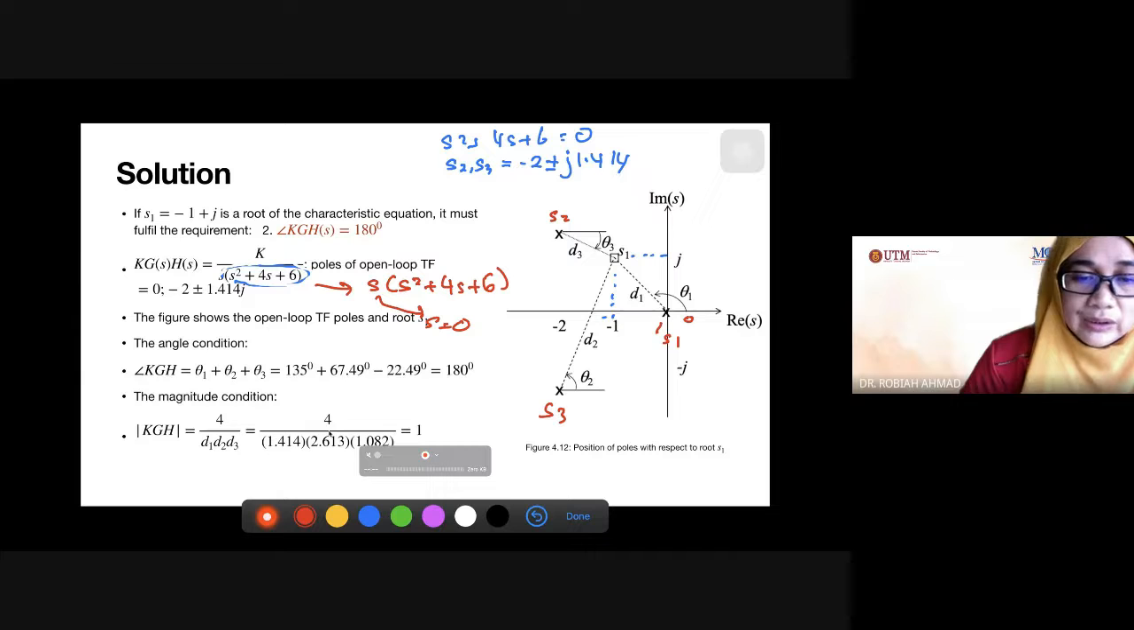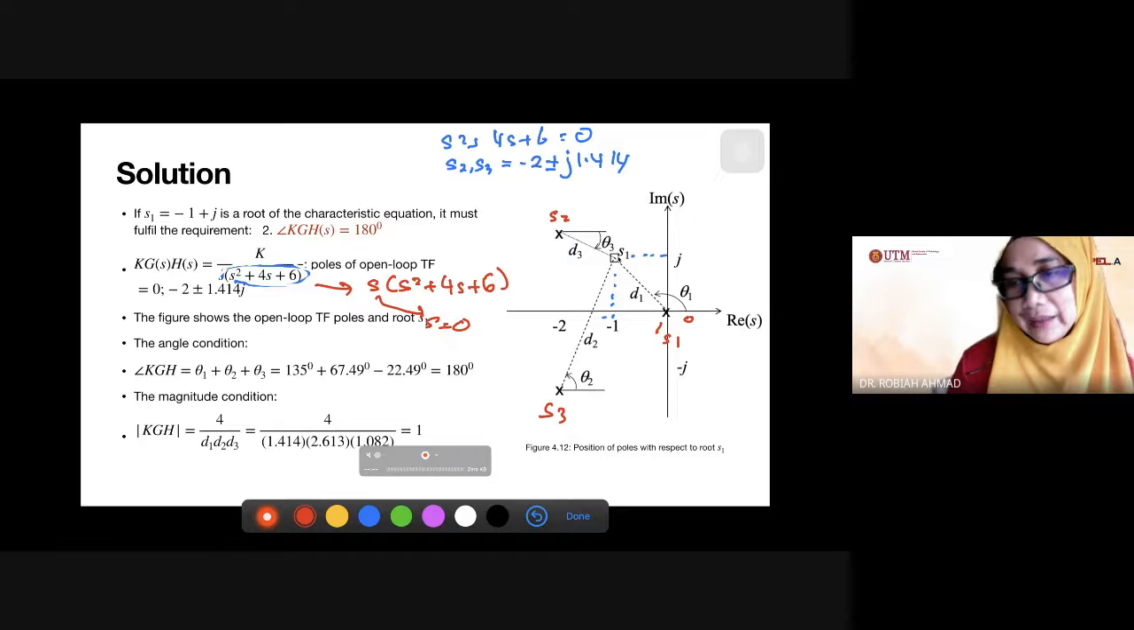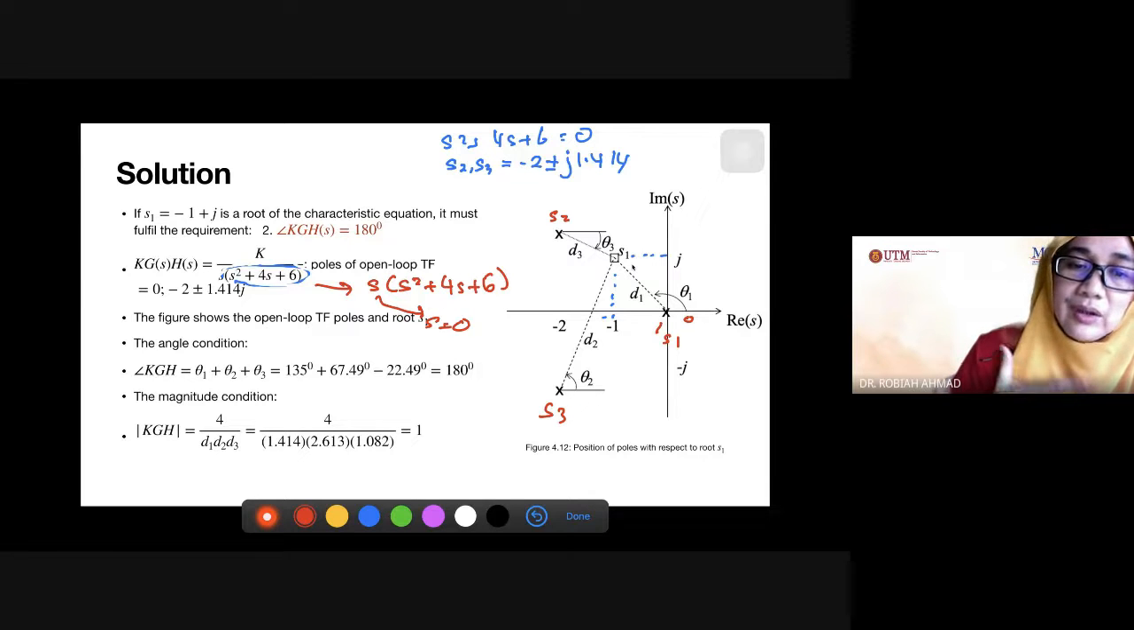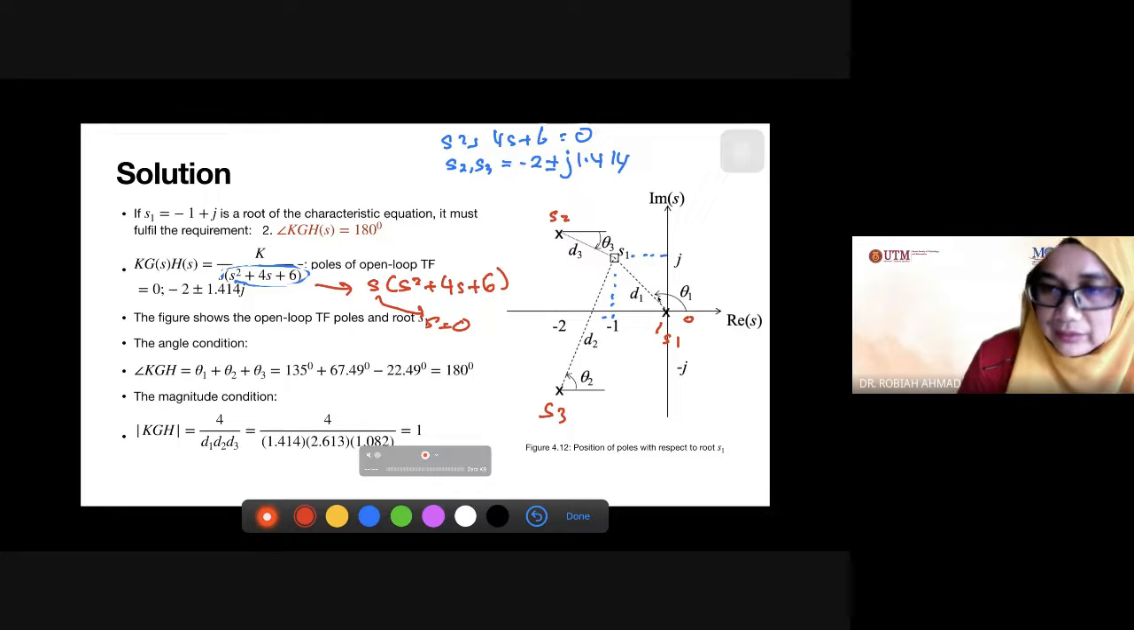What about the magnitude? The magnitude of KGH(s) will be 1. D1, D2, D3 is actually the length of this one. These you will learn when we do the design later on. But what I want to show here is the concept of angle and magnitude criteria. So how do you do that? The angle is always calculated from 0 here to wherever it goes, to the point.